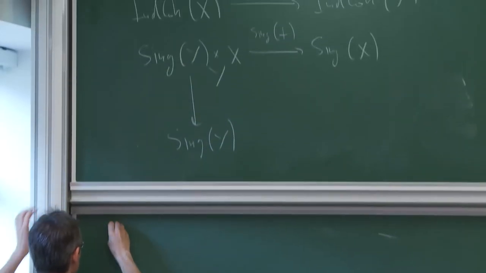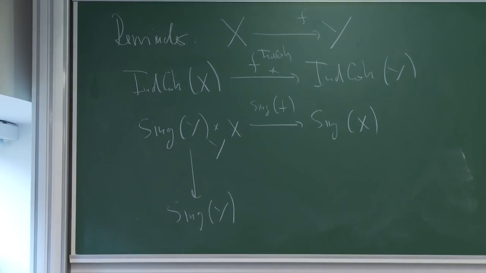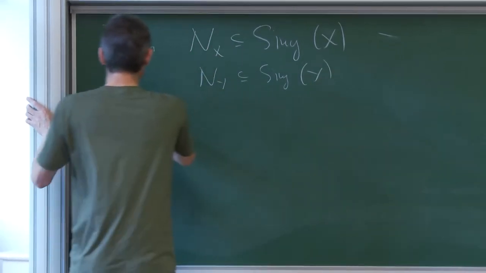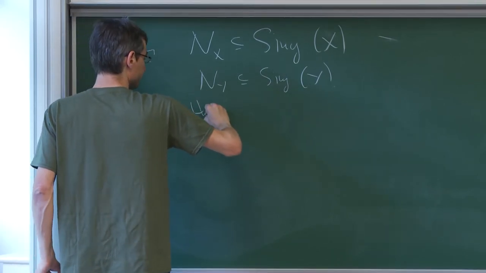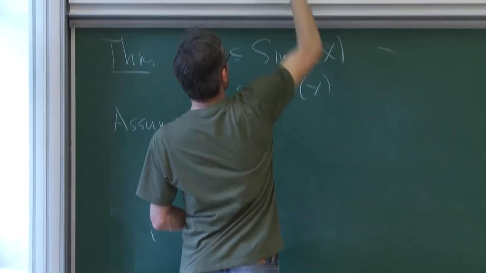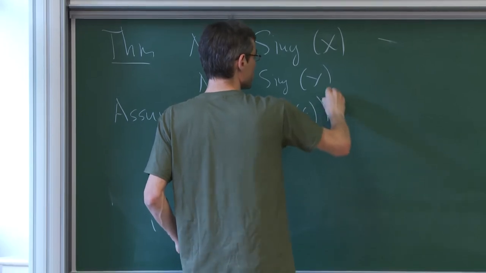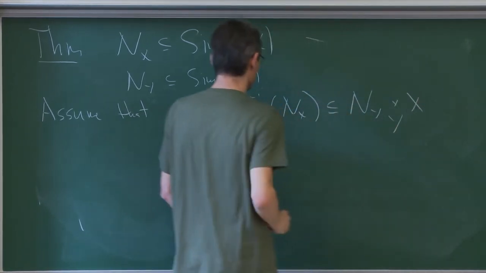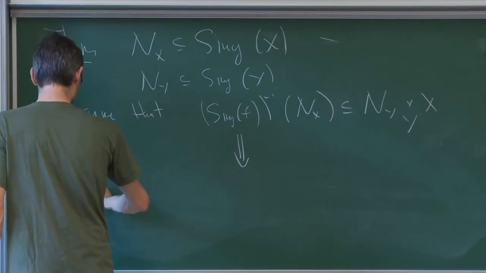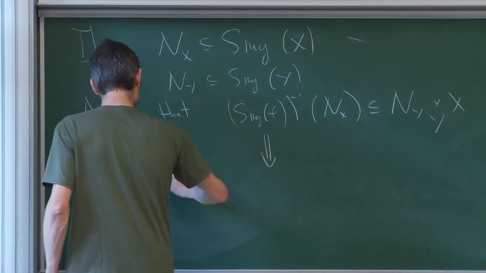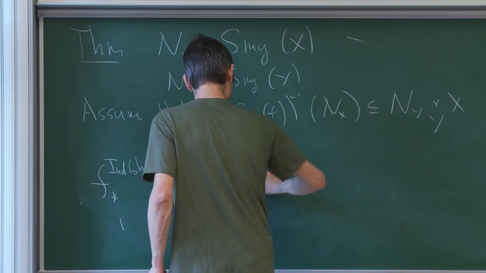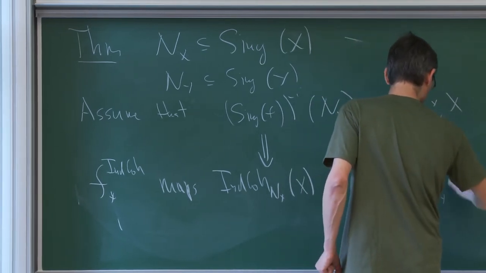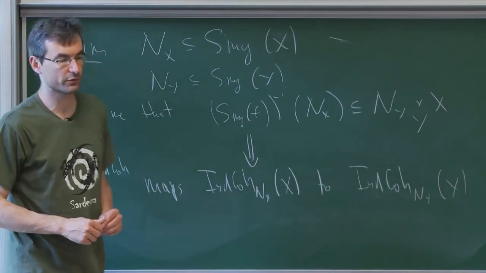So the theorem from last time was the following. Fix N_X inside Sing(X) and N_Y inside Sing(Y). Assume that if you take the singular codifferential, Sing of f, and take the preimage of N_X, it will be contained in N_Y. In this case, the claim was that this direct image maps IndCoh_{N_X} on X to IndCoh_{N_Y} on Y. So it maps this subcategory to this subcategory. That was the theorem from last time.